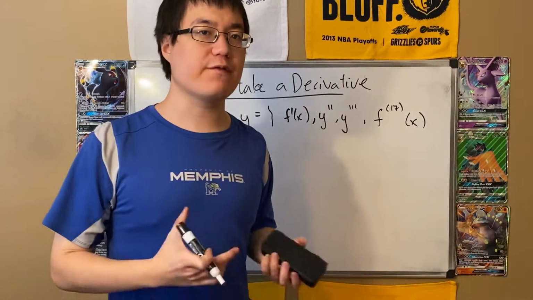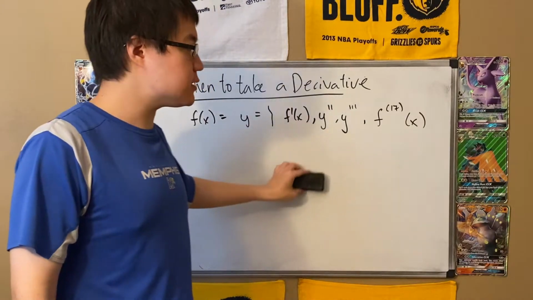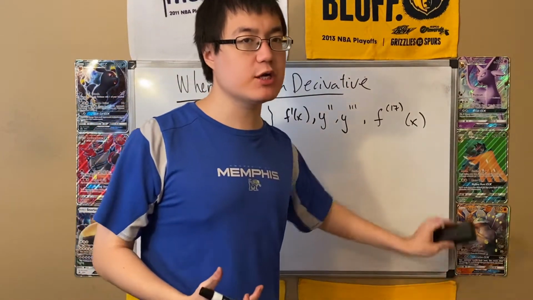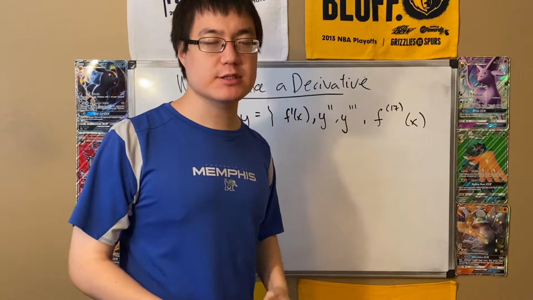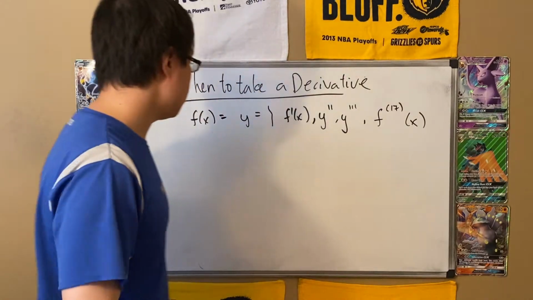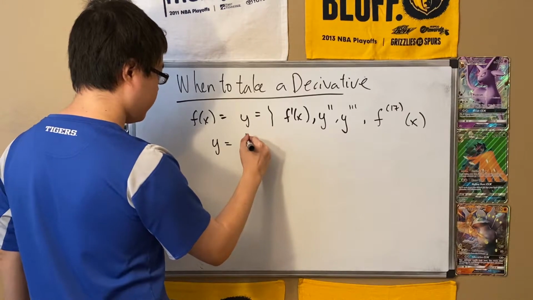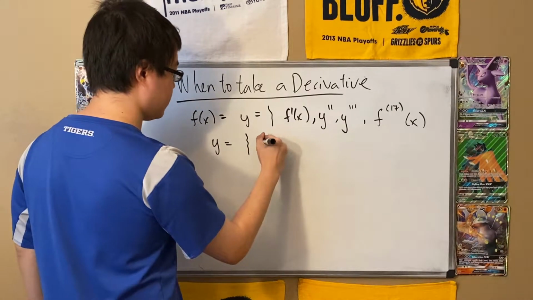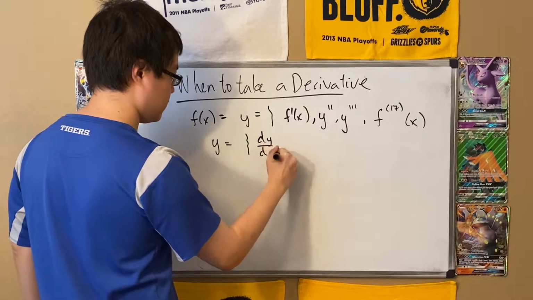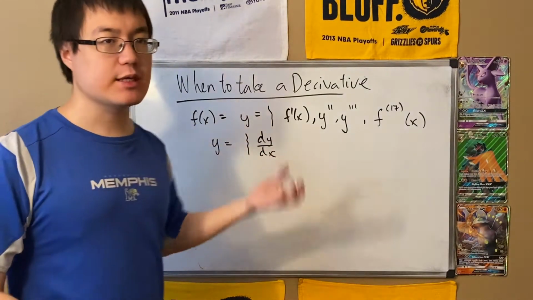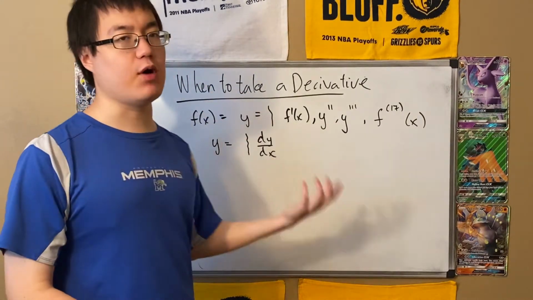But let's not forget our friend Leibniz. Let's go over his notation, which is actually better notation, but because it involves fractions, it sometimes scares students off. If you're given a function y is equal to something, then you'll be taking a derivative when you see dy dx. So dy dx just means the derivative. This is the same thing as y prime.